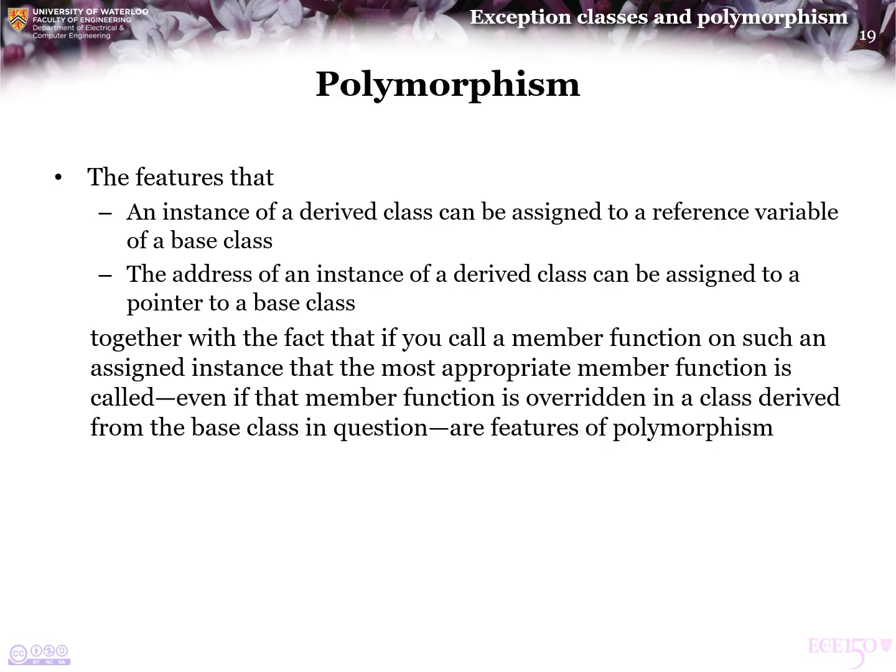All right, thus, the features that, first, an instance of a derived class can be assigned to a reference variable of a base class, and that the address of an instance of a derived class can be assigned to a pointer to a corresponding base class, together with the fact that you can then call a member function on such assigned instances, that nevertheless the most appropriate member function is called, even if that member function is overridden in a class derived from the base class in question, are features of polymorphism.